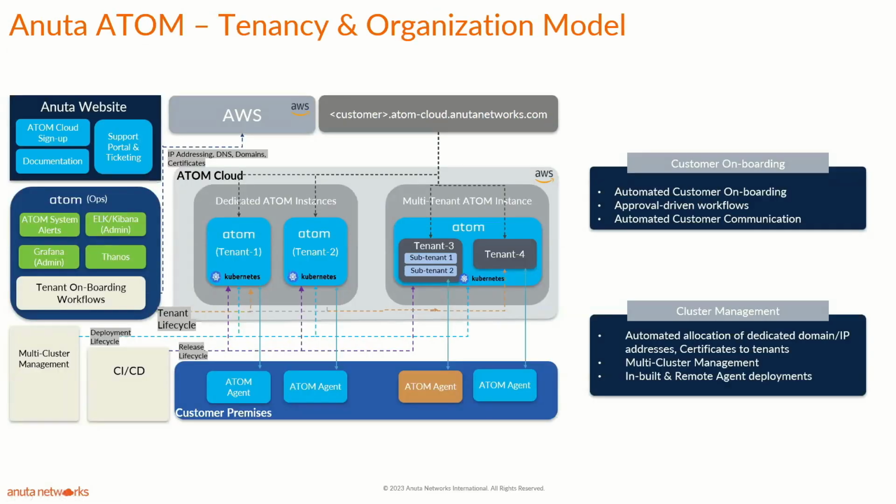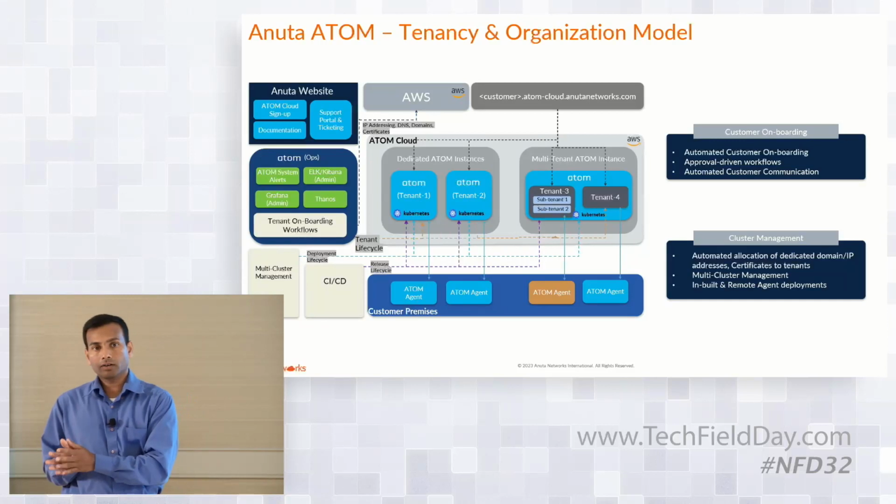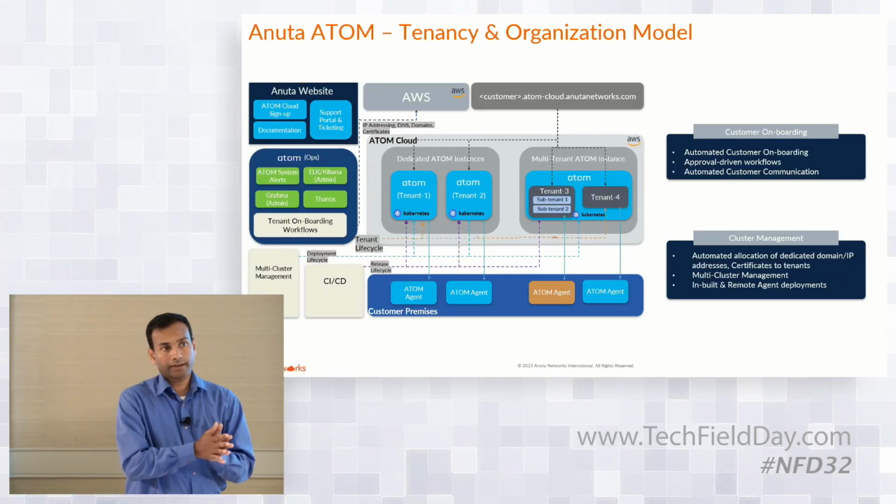Atom can be offered as an automation as a service. We empower MSPs, or managed service providers, to deliver in a multi-tenant environment. In fact, our Atom cloud uses the same principles to deliver a SaaS experience for our customers. Customers can come to Anuta's website and request an Atom instance. Behind the scenes, Atom will run the tenant onboarding workflows, and then it will deploy an instance dedicated to that customer, either in a shared environment or a completely separate dedicated environment.